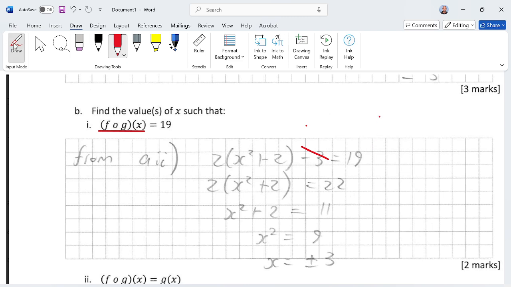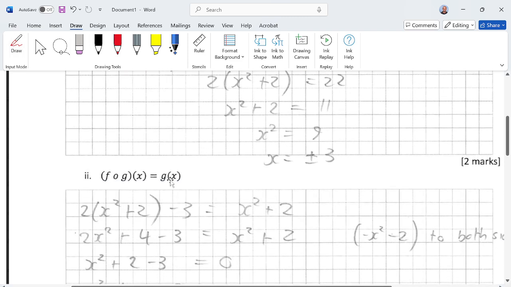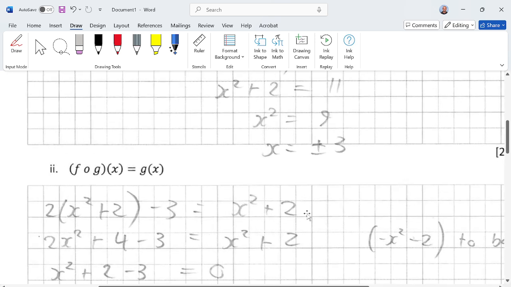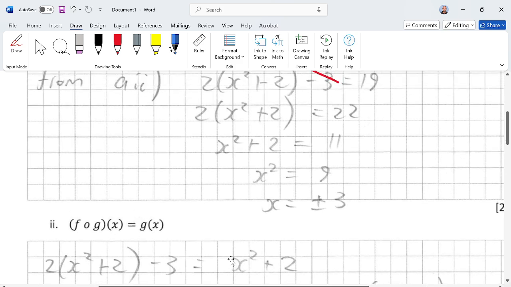All right, keep moving along on to the next one. We have f of g of x equals g of x. So what we're doing here is, well, we know f of g of x from part 2 and from the previous part as well. It's this equation here. And then we have a look at the right-hand side. We're going to equate it to g of x. That's our g of x function. Now what we're going to do is try and solve this equation for x.